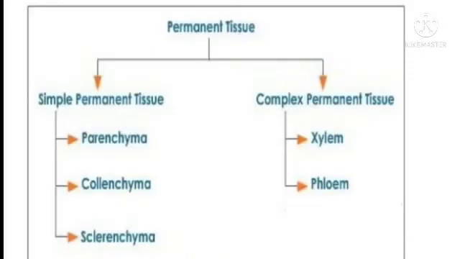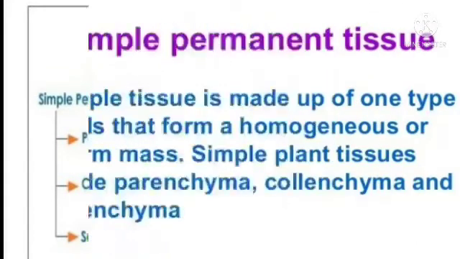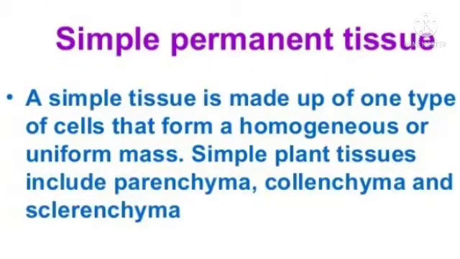Here is a table showing different types of permanent tissue. Simple permanent tissue. A simple tissue is made up of one type of cells that form a homogeneous or uniform mass. Simple plant tissues include parenchyma, collenchyma and sclerenchyma.